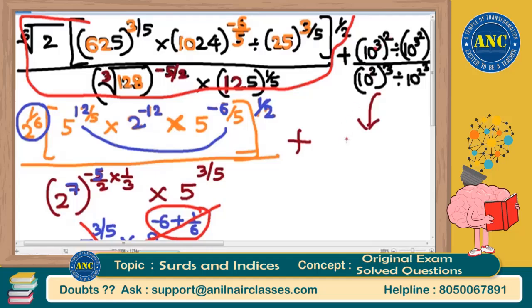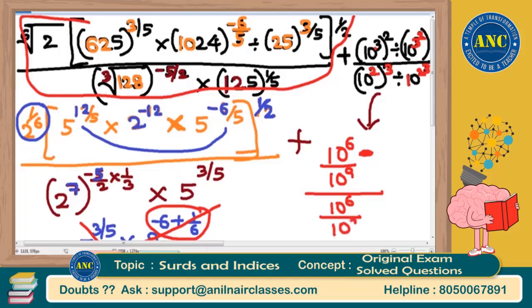10 cube whole square, 10 power 3 into 2, 6, divided by 10 power 3 square. 3 square is 9, 10 power 9, again whole divided by 10 square whole cube. It is 10 power 6 divided by 10 power 2 cube is 8, right?